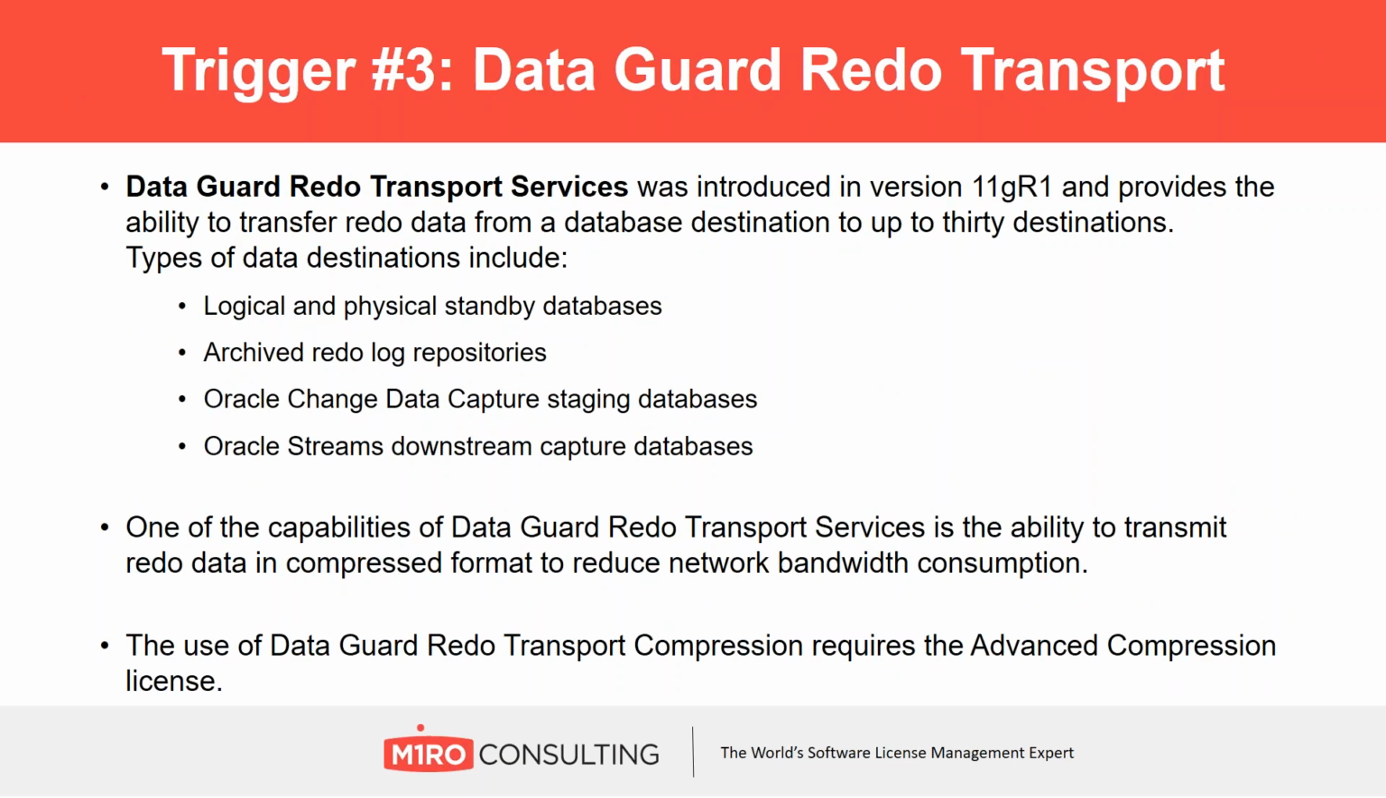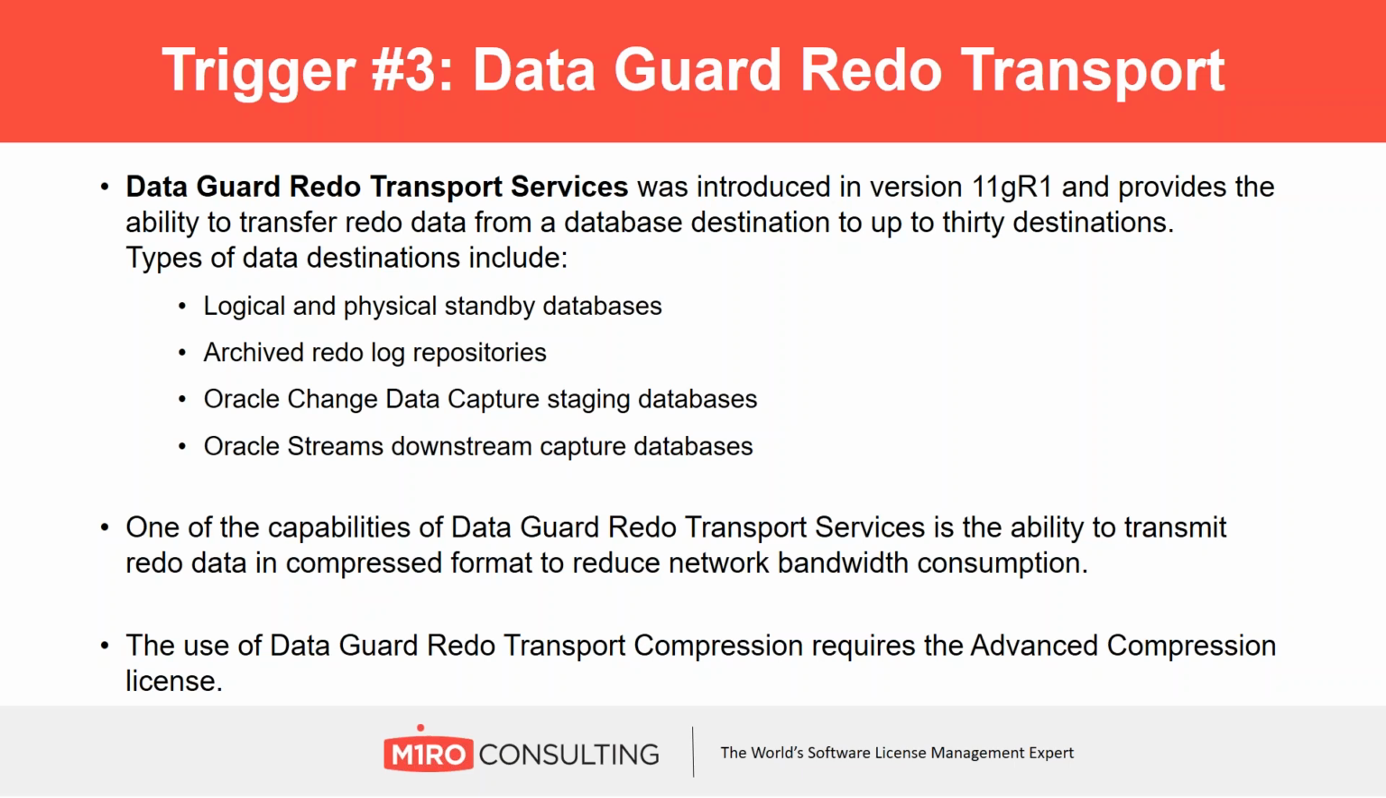So the third advanced compression option that we want to talk about is Data Guard redo transport. This was introduced in 11g R1, and it provides the ability to transfer redo data from a database destination to 30 different destinations. And that could be any different types of data destinations that include logical and physical standby databases, archived redo repositories, Oracle Change Data Capture staging databases, Oracle Streams downstream capture databases.